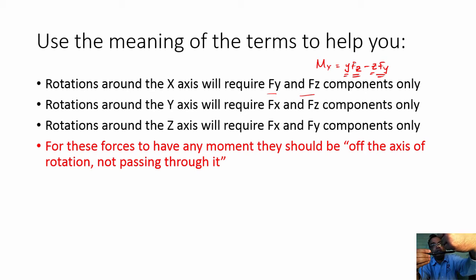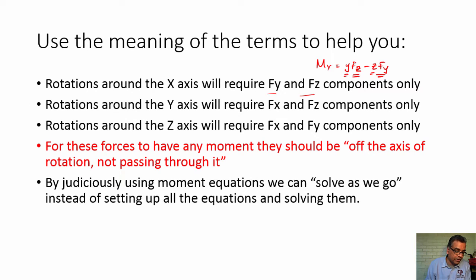But if my Y force is above or below, then it's able to twist. Right? Same way, if my Z force is this way or that way, it will be able to twist. But if my Z force passes through the axis, it won't twist. Got it? So that's the idea. We're going to exploit that.